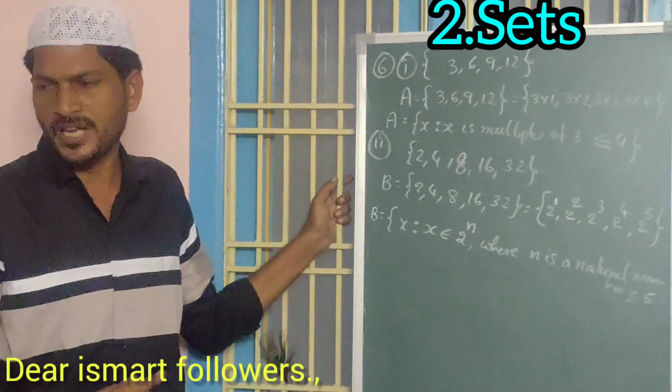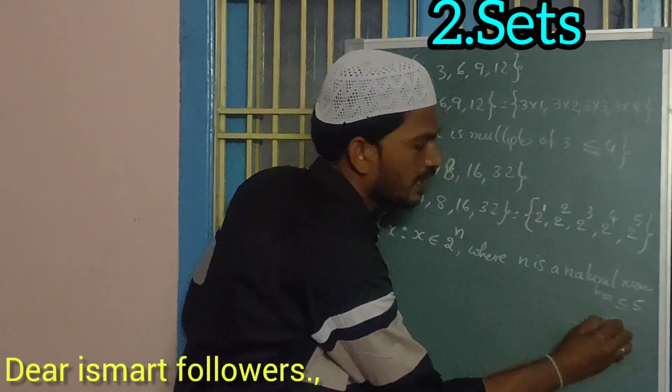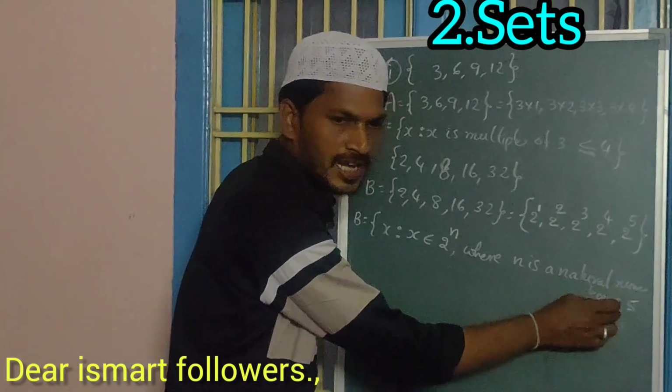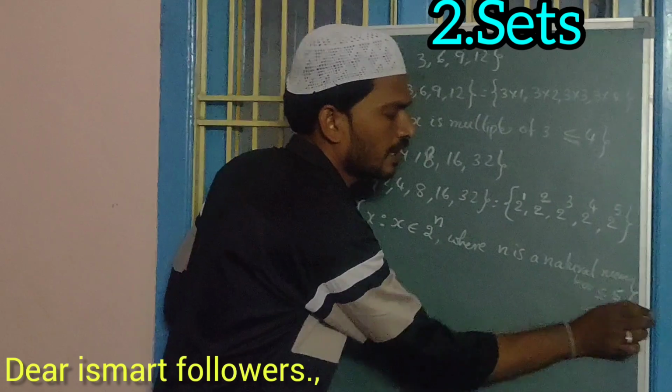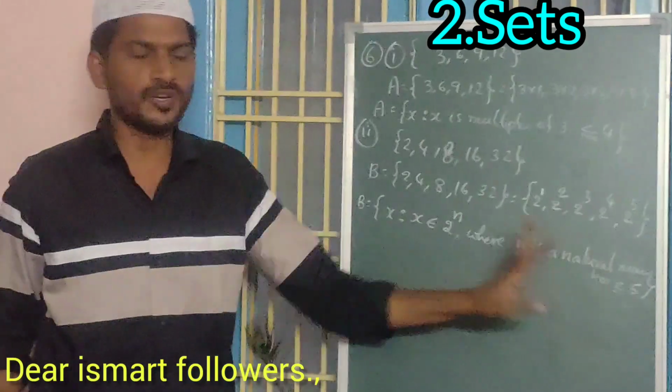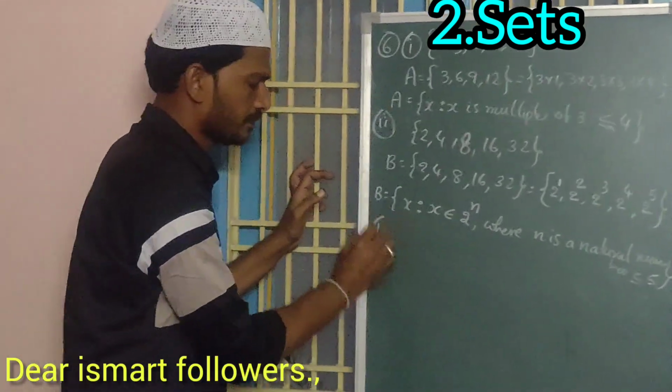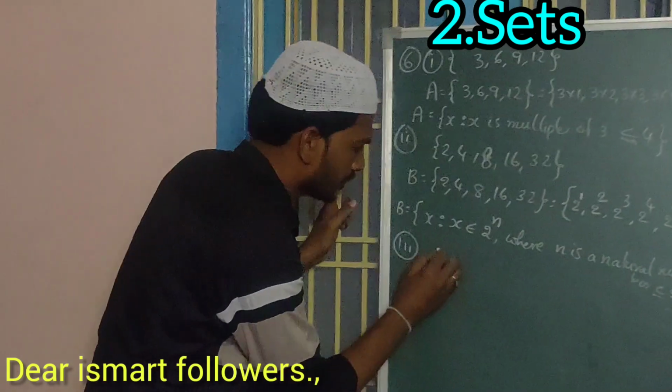That means up to 5. If I write 6, then what should I write? Less than 6. If you write it like this, it is one thing, and if you write it like that, it is another. Less than or equal to 5. Next is the third question. What is the third question?